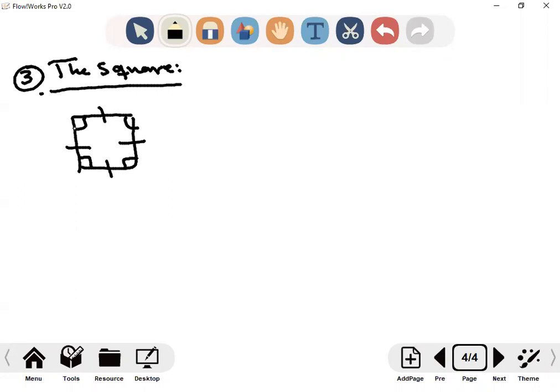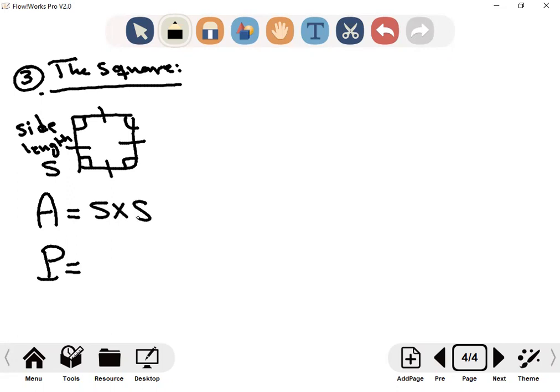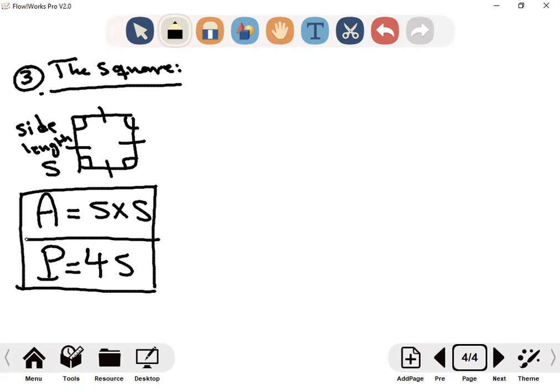Now in the square, because they have equal sides, the side length we call it S. Now we can find the area and the perimeter of this square. The area of the square, if you remember, guys, is S multiply S. The perimeter is 4 multiply S. These are the 2 formulas for the square. Example.